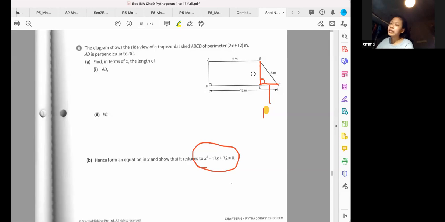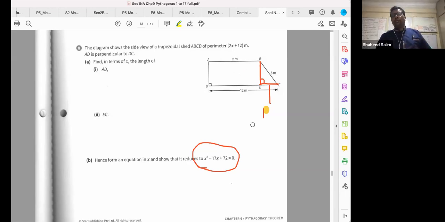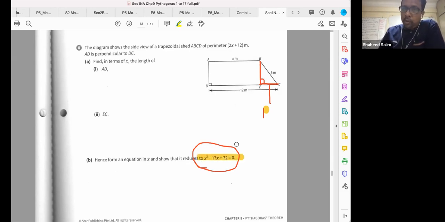What am I supposed to find? You're supposed to form an equation. So can you form an equation from this triangle? Okay, they didn't tell you which triangle. They say they want you to form an equation to get this. But how do we form an equation? We form an equation when we know that something is equal to something, right? That means you must have an equal sign.